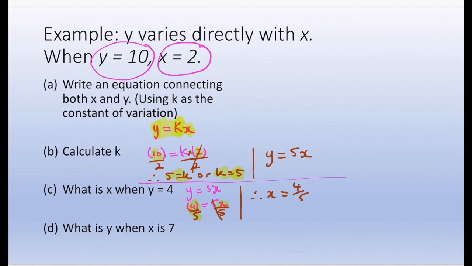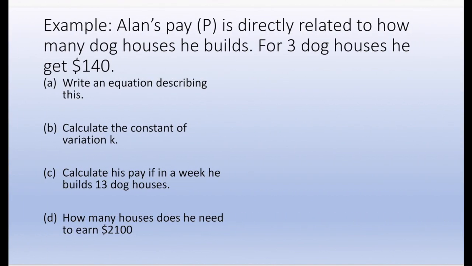Okay, the next one says, what is y when x equals 7? Well, this one's even easier. I'm going to write y equals 5x. There's a times between there, so y equals, x is 7. So 5 times 7, therefore y equals 35. Okay? So the main thing, the skill we're learning, is we need to write it like this, and then we just need to substitute the values that are given to us. All right, let's look at this.